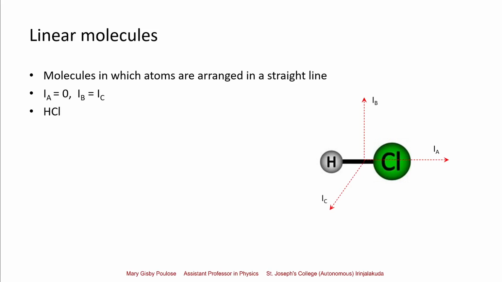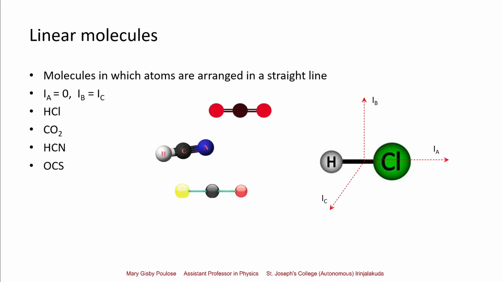And at that point, we assume our three axes of rotation and the three principal moments of inertia along those axes: IA, IB, and IC. Other examples are the carbon dioxide molecule, HCN molecule, OCS molecule, and C2H2 molecule.